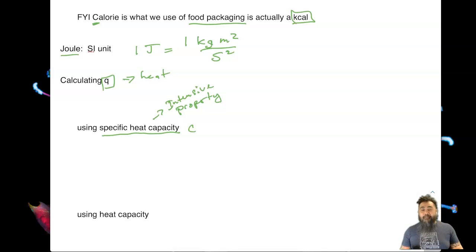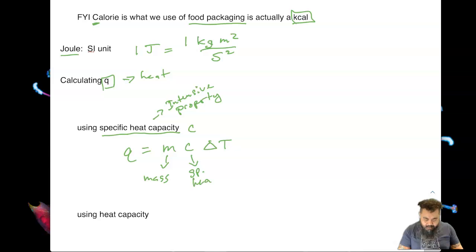So we can use a specific heat capacity, and we're going to use a lowercase c for this. Just so you know, if you talk to a previous student of Gen Chem 1, you will also see this as a lowercase s for specific heat capacity, but our textbook uses a lowercase c. The heat using a specific heat capacity can be calculated by measuring the mass times the specific heat capacity times the change in temperature. So this is our mass, specific heat capacity, and the delta T is T final minus T initial: the final temperature of the material and then the initial temperature of the material.